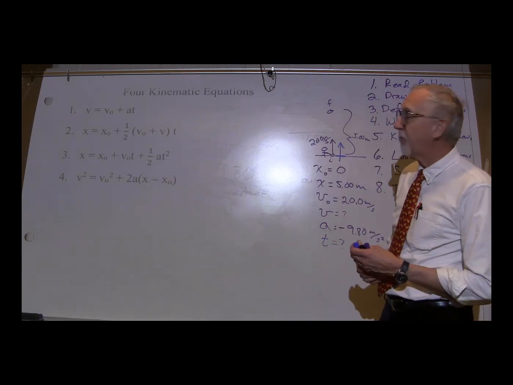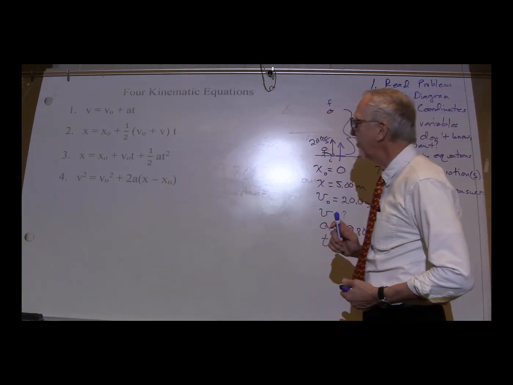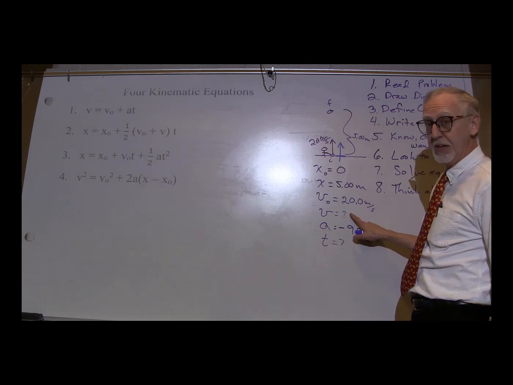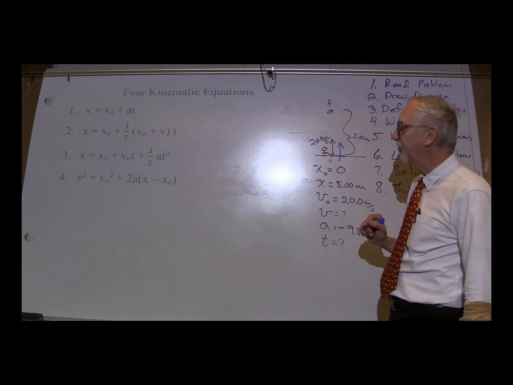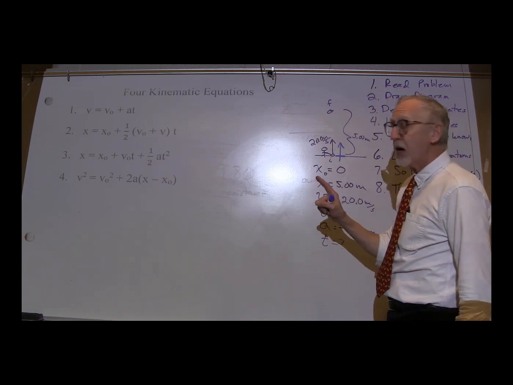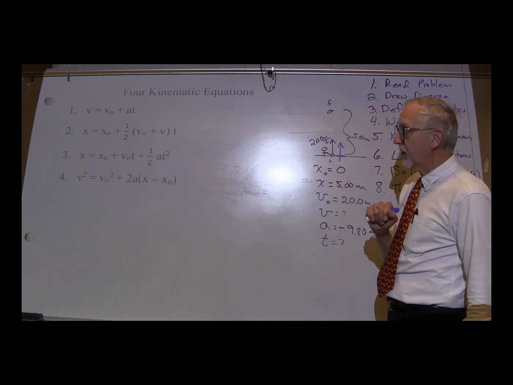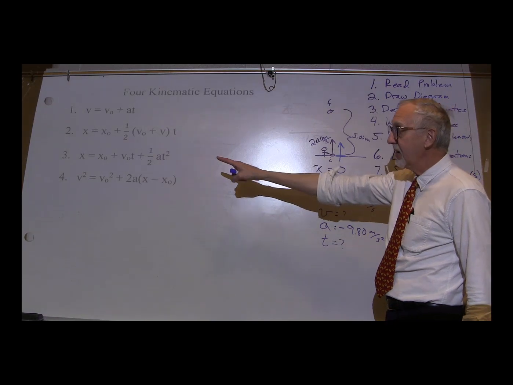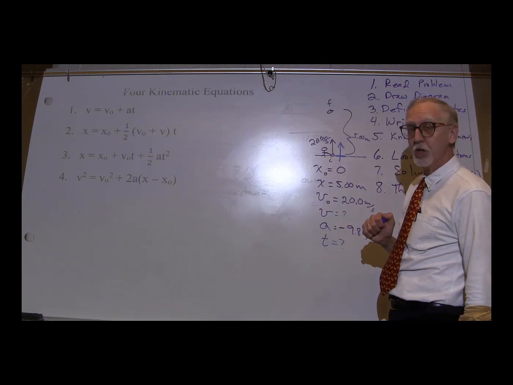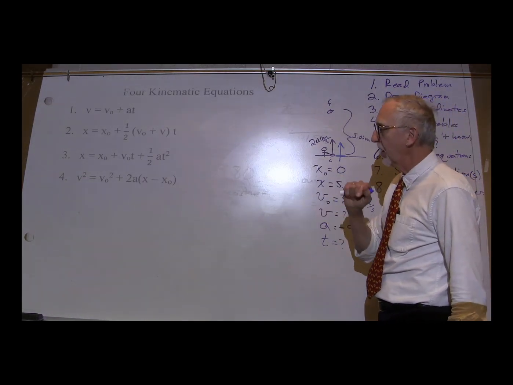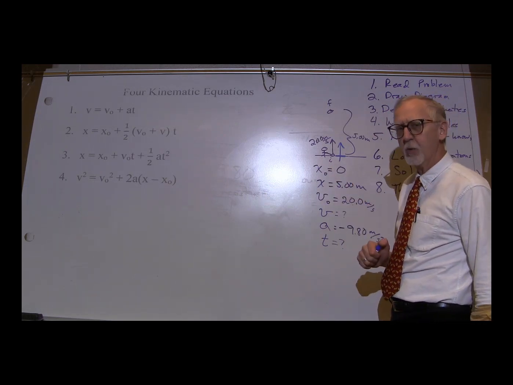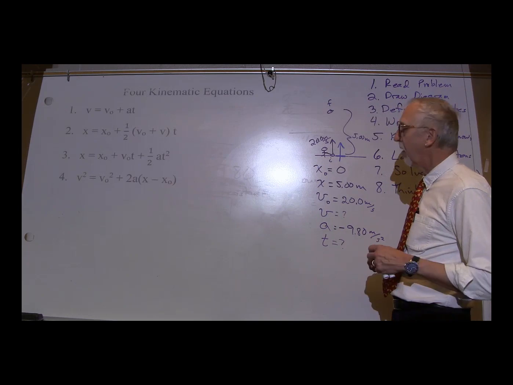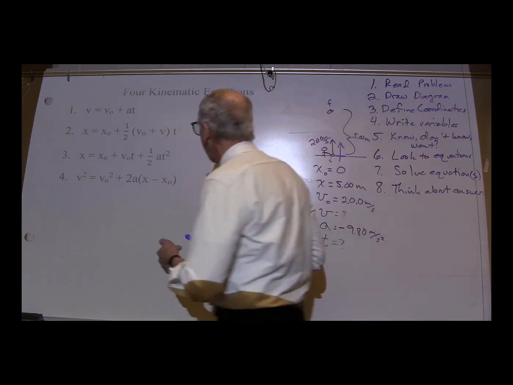So how can we solve for t? Could we use the first equation? We cannot because we don't know v. Can we use the second equation? Again, no, because we do not know v. Third equation? Yes, we could. It's got a t in it, and we know everything else, so we could use the third equation. Fourth equation? Again, no, because we do not know v. So let's use the third equation and see if we can solve for t there.